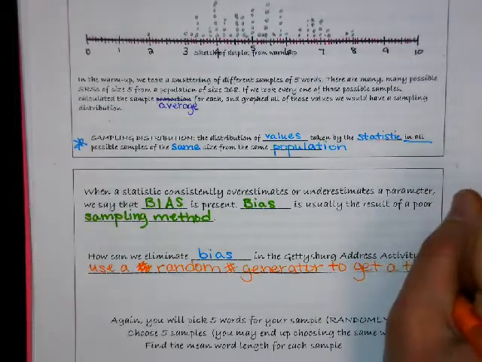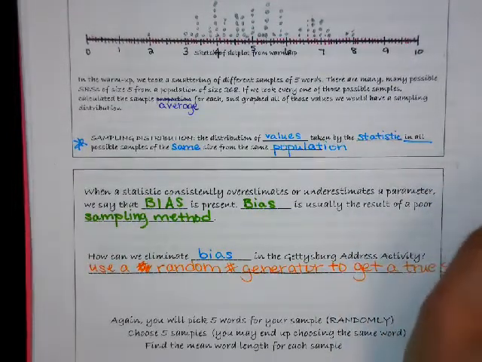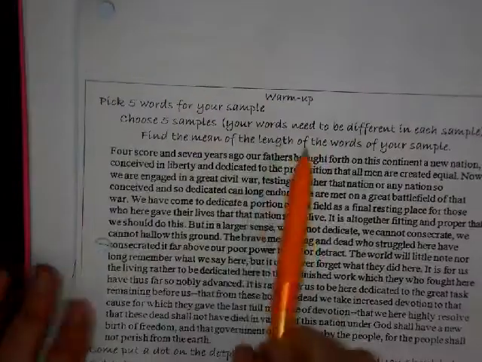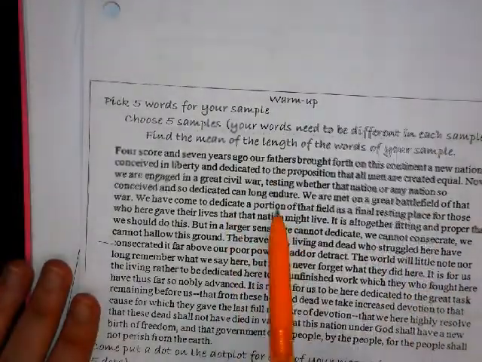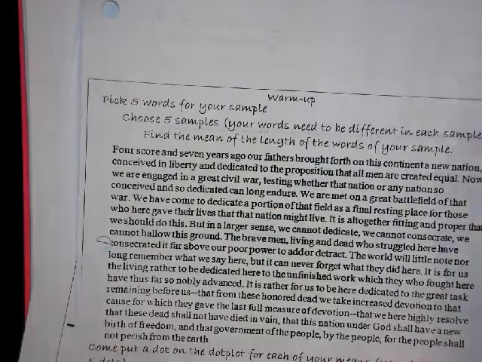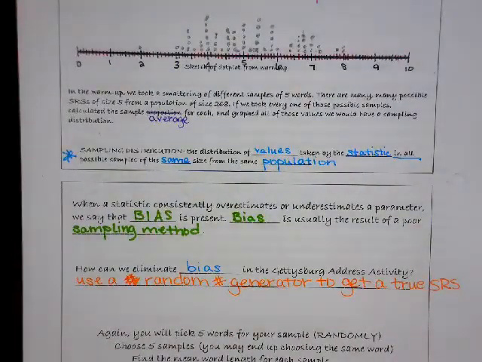Because even though I did see some of you, like Cheyenne, looking at me and she went like this, and then she stopped on a word. So she was trying to do it as random as possible. But now we're going to use our number generator to get a true SRS. And just because it's been a while since we said SRS, what does that stand for again?